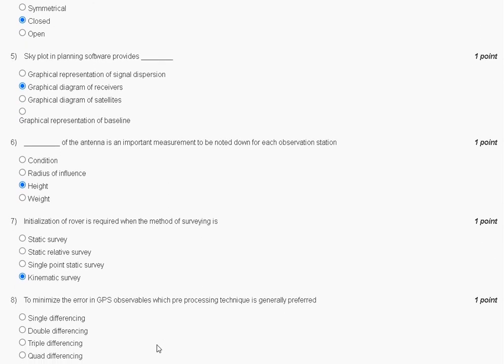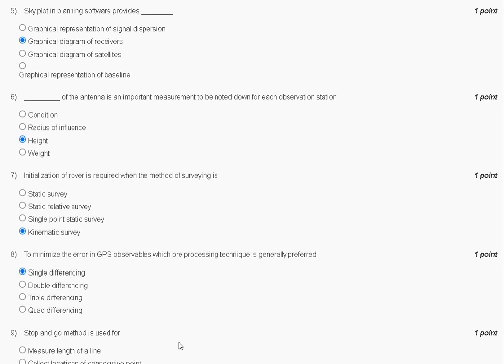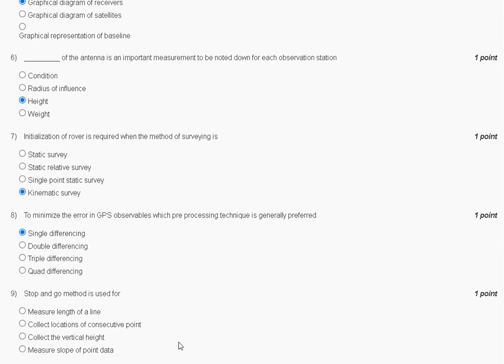Question number 8. To minimize the error in GPS observation, which pre-processing technique is generally preferred? The correct answer is option A, single differencing. Ninth question is, stop and go method is used for. The correct answer is option B, collect location of conjunctive point.